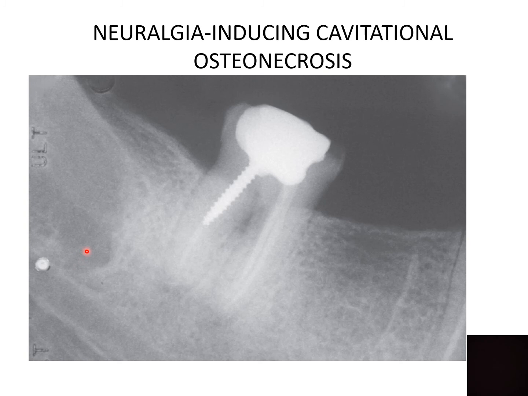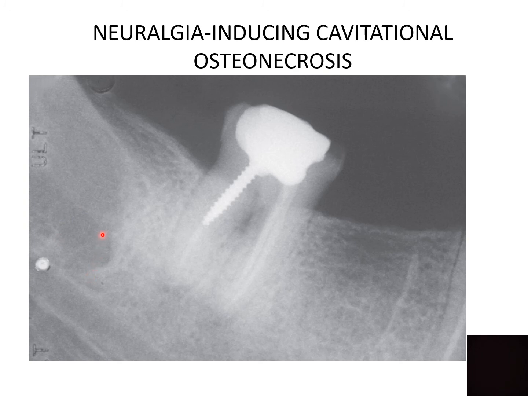A differentiating feature, though, is that unlike trigeminal neuralgia, which displays extraoral trigger zones, patients with neuralgia-inducing cavitational osteonecrosis have intraoral trigger zones where the slightest stimulation triggers an episode of pain. And if you take good quality periapical radiographs, you may be able to identify areas of osteomyelitis as they appear radiolucent even after 6 months following the surgery.